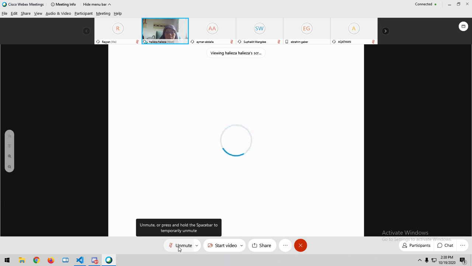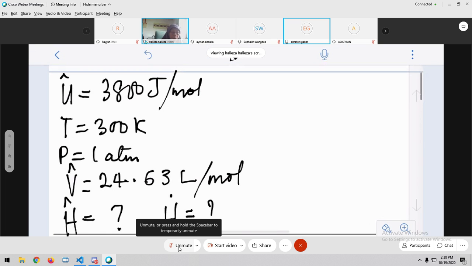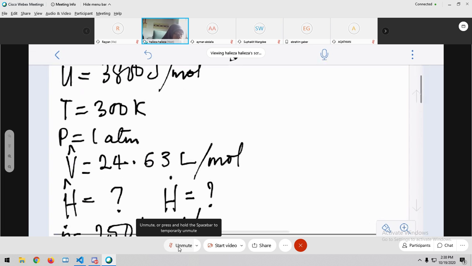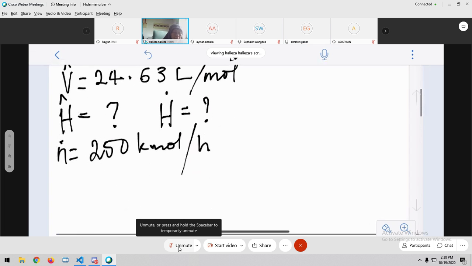Okay, what do we have? We have the specific enthalpy, internal energy. We have pressure, temperature, volume. What is required? The enthalpy. The enthalpy can be calculated according to this equation.